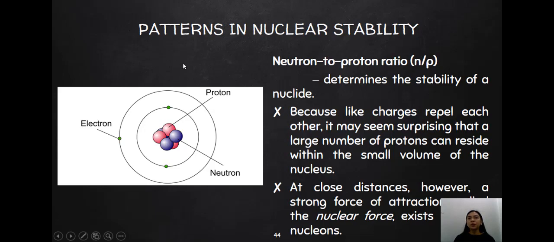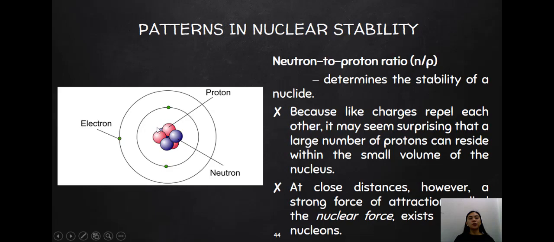So, how do we know what pattern to follow? You have your neutron to proton ratio. This is very important. The neutron to proton ratio, or commonly referred to as N over P. By knowing this, we could actually predict what decay a particular radionuclide will undergo. So it says here, the neutron to proton ratio determines the stability of a nuclide. Because like charges repel each other, it may seem surprising that a large number of protons can reside within the small volume of the nucleus.